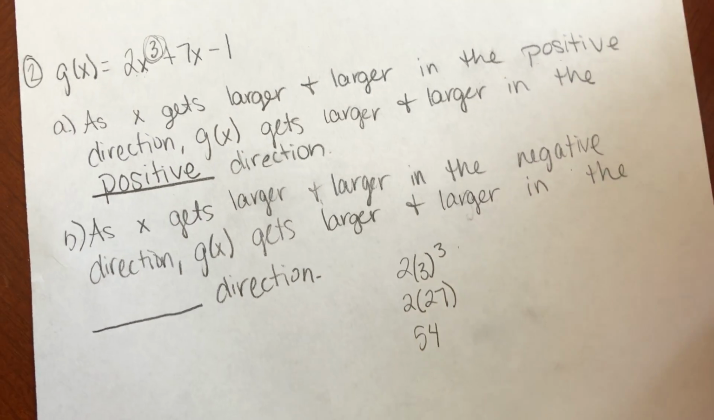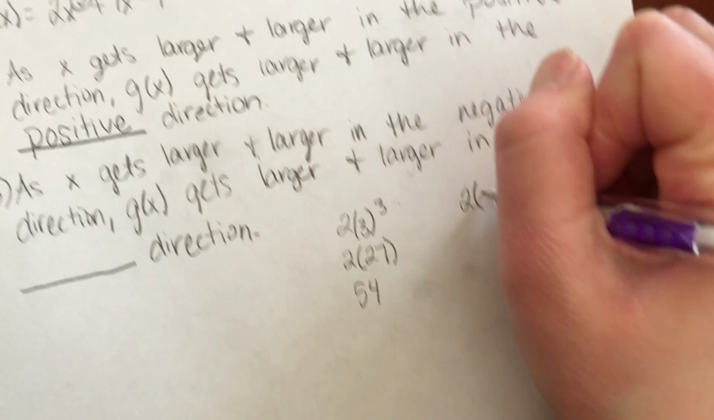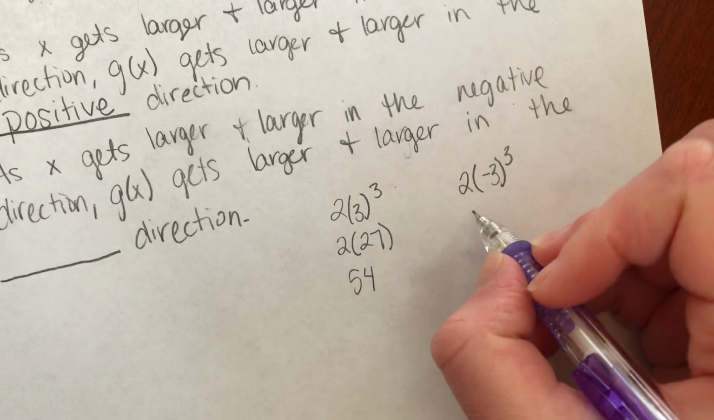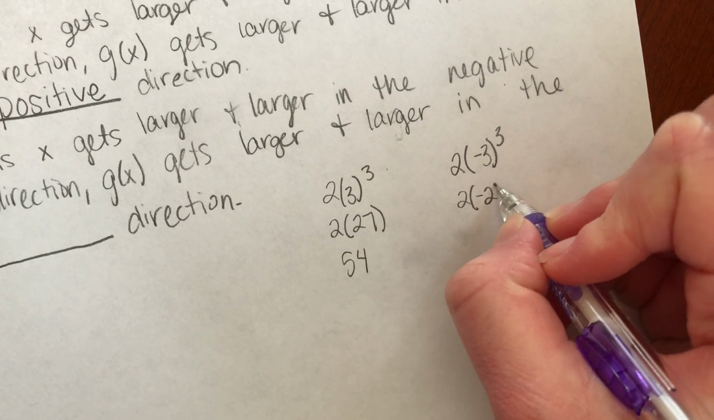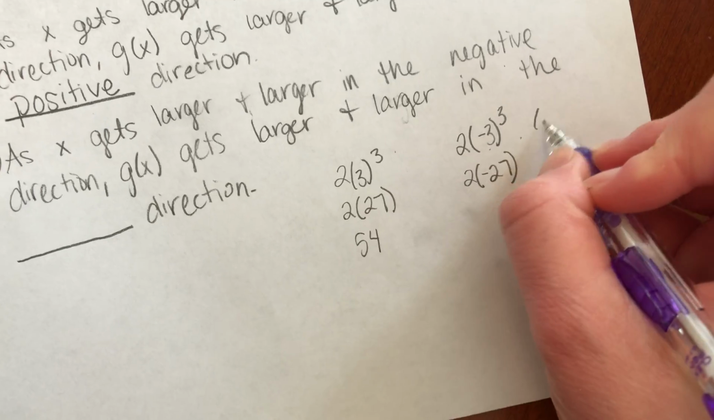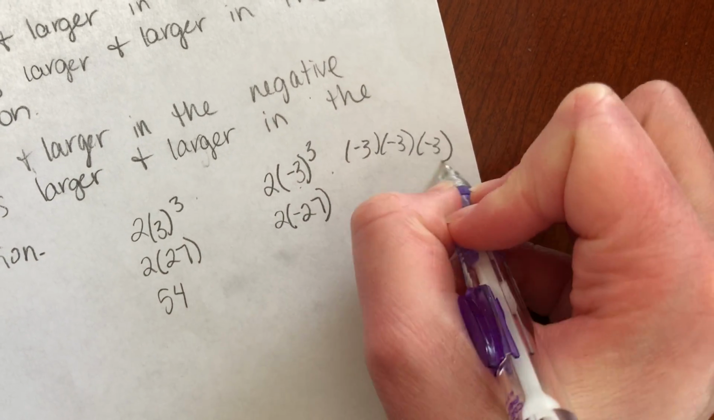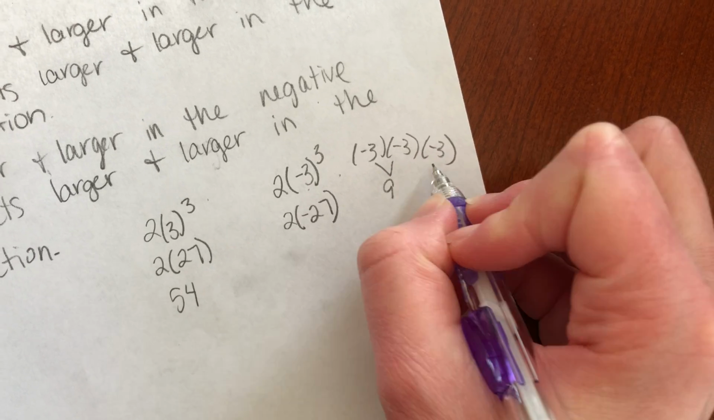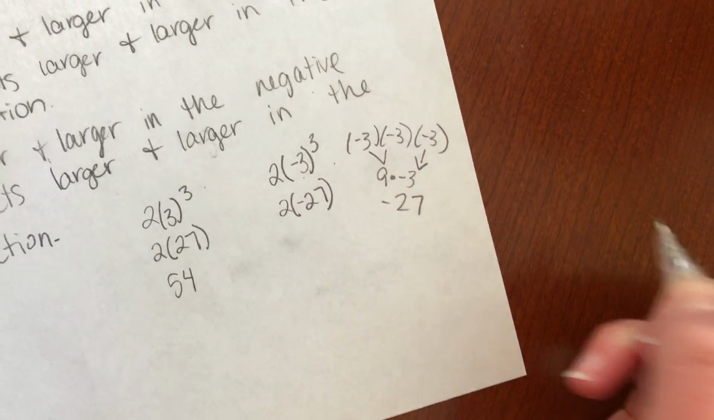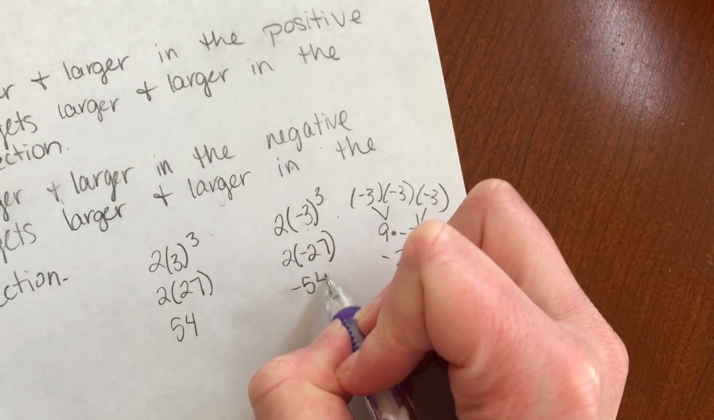Then I would test a negative value. So I'll do the opposite, I'll do -3. So -3 to the 3rd is actually going to end up giving us -27, because -3 times -3, right, just as a side note, this would give us +9, but then multiplied by another -3 is going to result in -27. Then 2 times -27 would be -54.